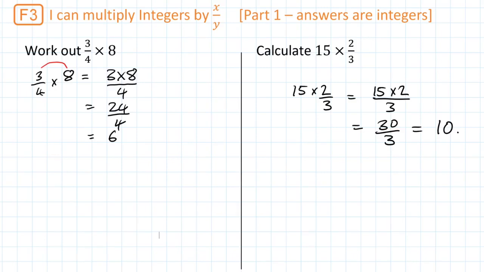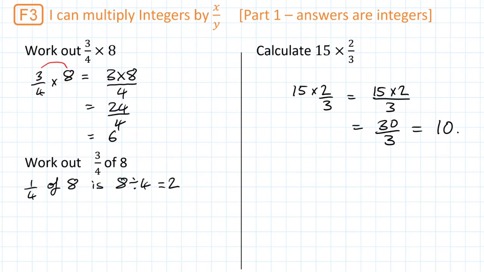In fact, you've seen this maths before. Back at the start of year 7, when you were working out fractions of amounts, if I'd asked you to work out 3/4 of 8, you would have said 1/4 of 8 is 8 divided by 4, which is 2. So 3/4 of 8 is 2 times 3, which is 6. And we've got the same answer for both of these. So we can say that working out 3/4 times gives me the same answer as working out 3/4 of.